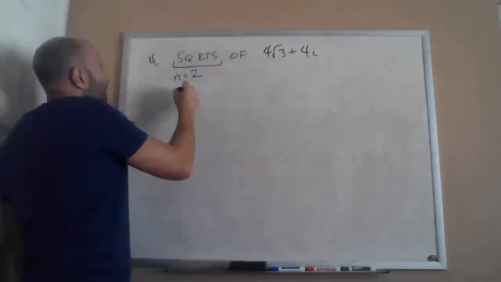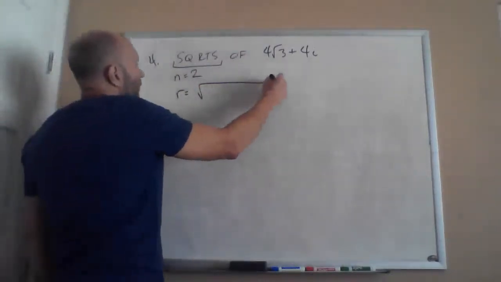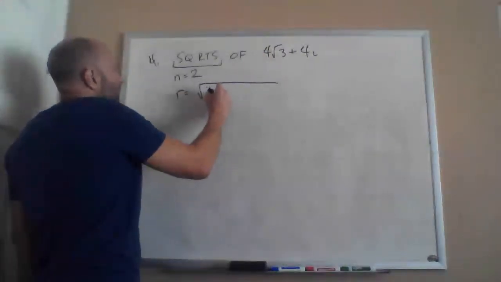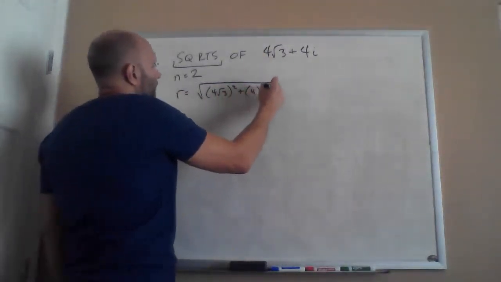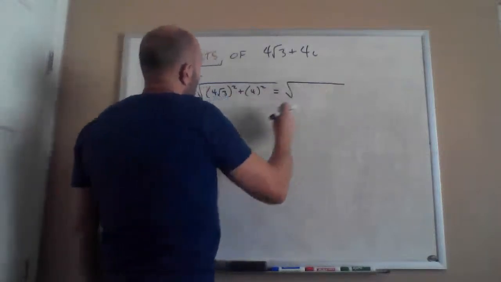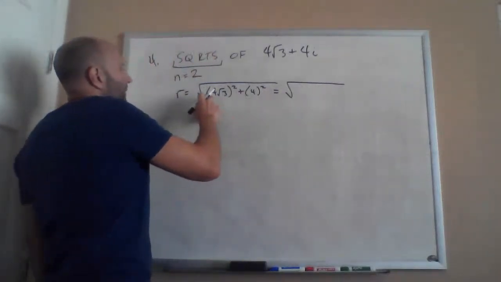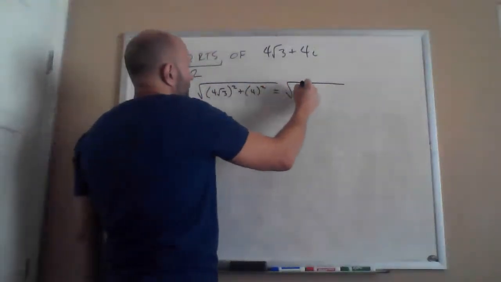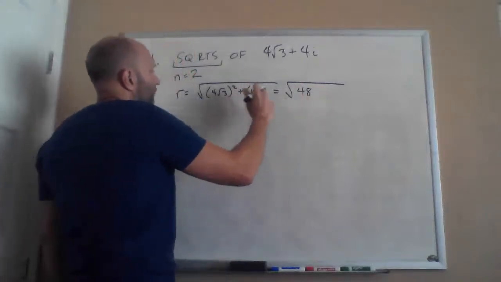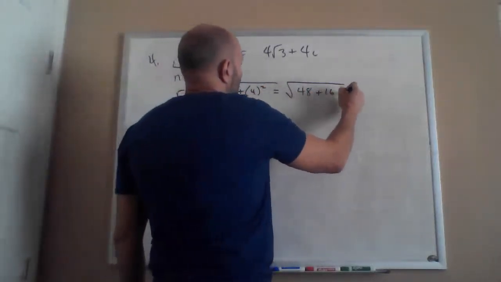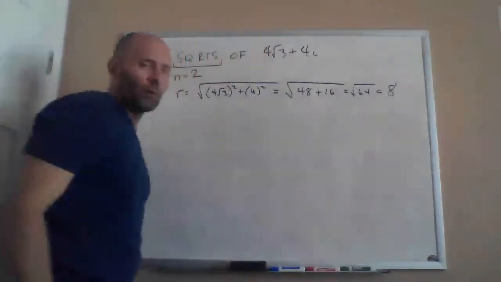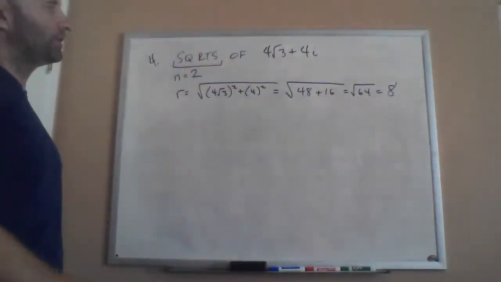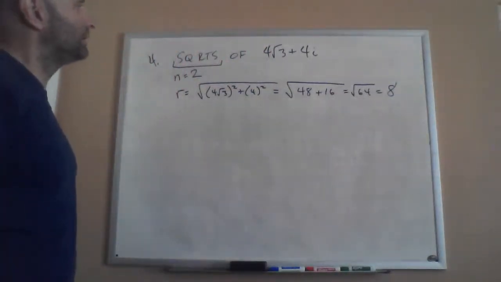Now I need my r. So r is the square root of 4 root 3 squared plus 4 squared. So 4 root 3 squared is 16 times 3, that's 48. 4 squared is 16. Add these together is 64, so 8. So for this instance, our r is equal to 8.